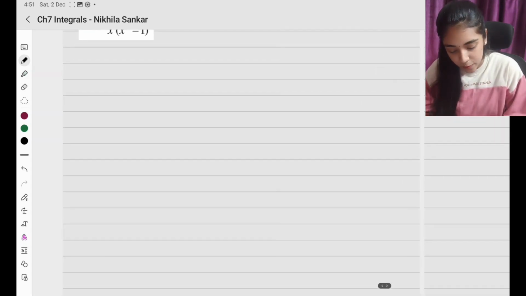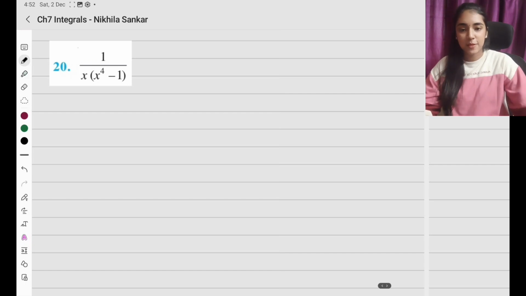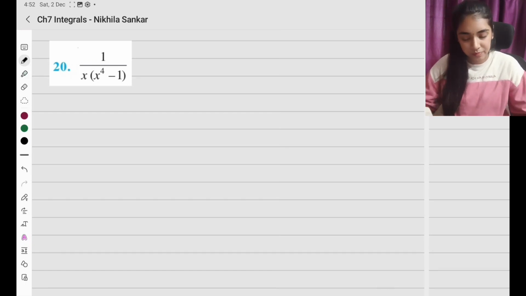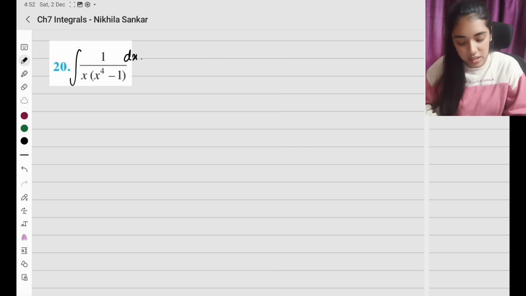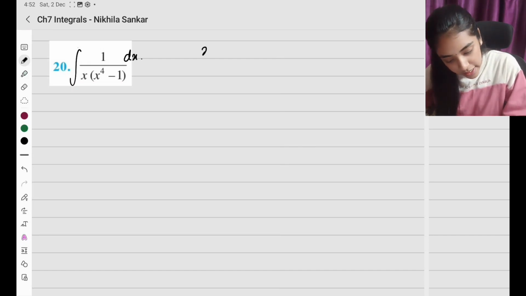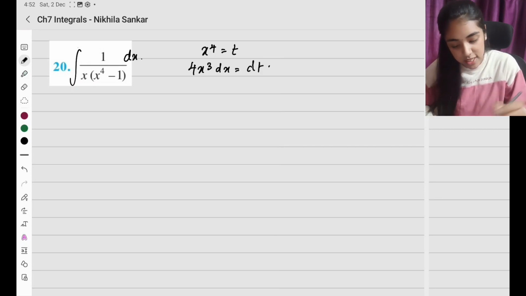Now I have 1 by x times x power 4 minus 1. So I can use the substitution method. It will be much easier. So let's see what happens. I have x power 4 to be t. So 4 x cube dx equals dt. So I'll substitute this. We'll see what happens.